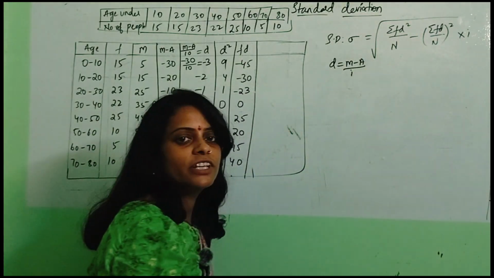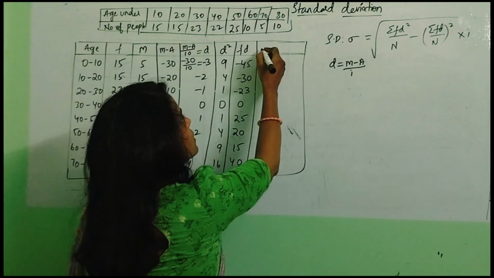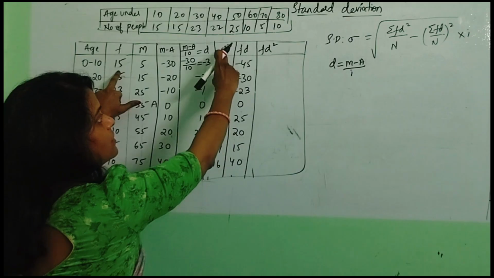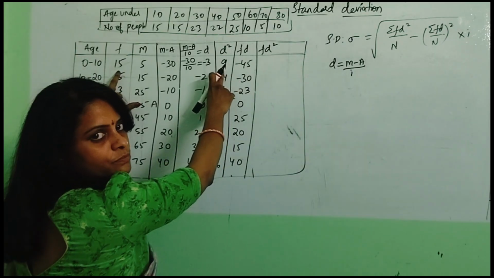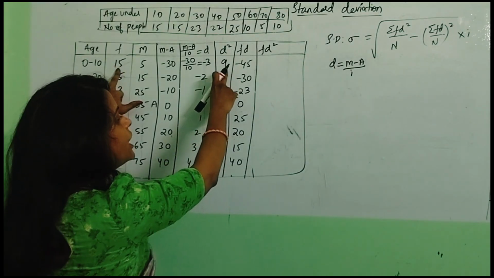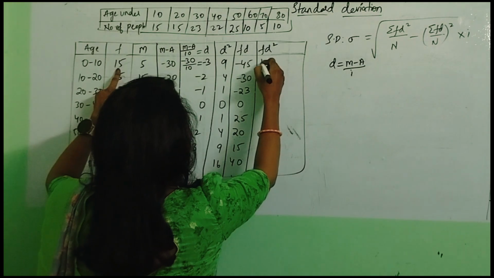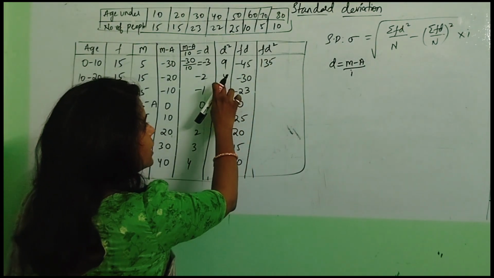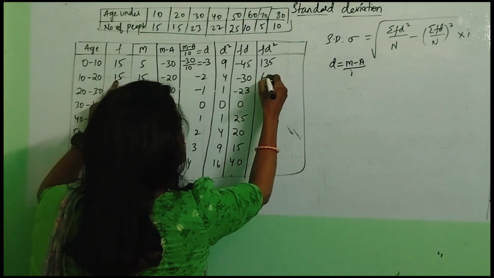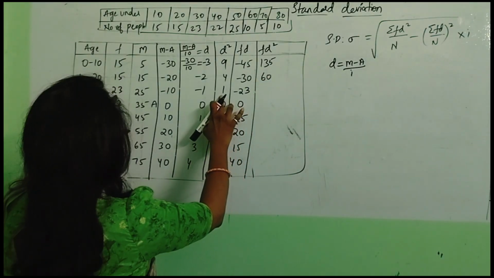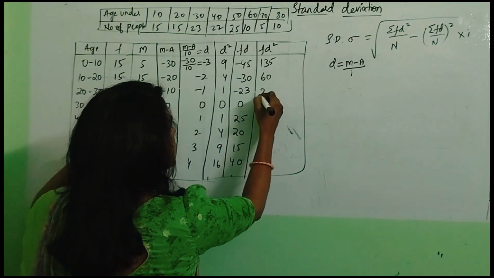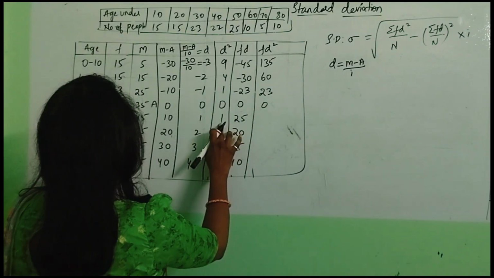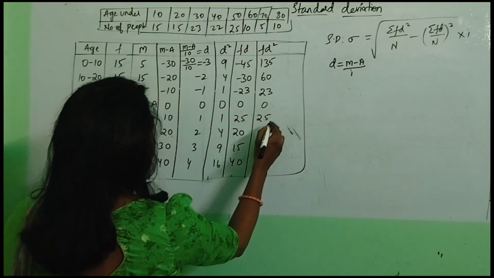What is the next one? We need to find out FD square. Okay, so F into D square. This is the F value, then this is the D square value. So here 15 into 9, that is 135. Next 15 into 4, that is 60. Next 23 into 1, that is 23. Next 22 into 0 is 0. Next 25 into 1, that is 25.